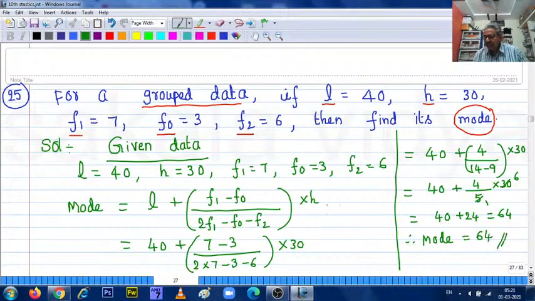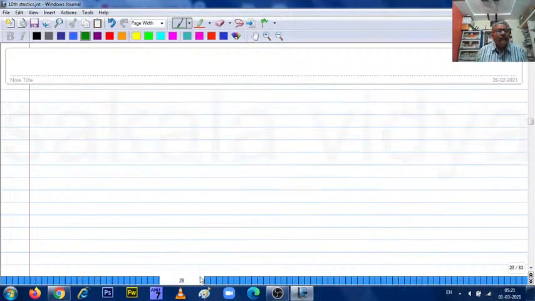So understood? Clear? Is it clear or not? Yes or no? Right. 26th problem.